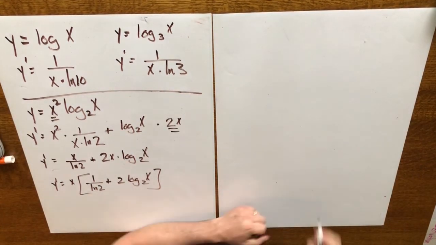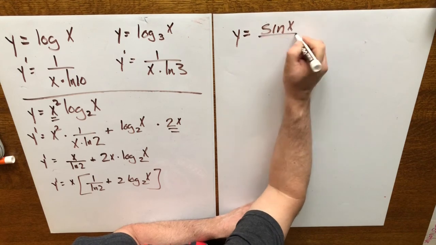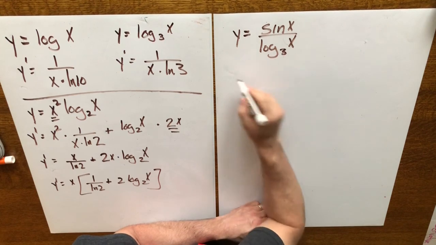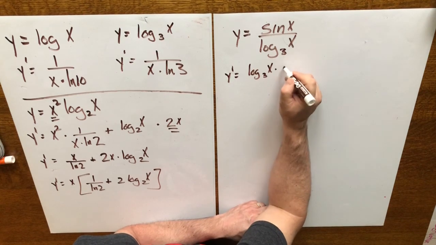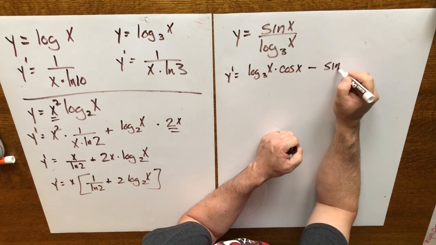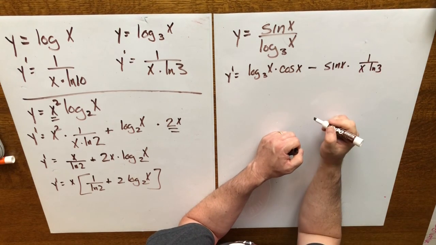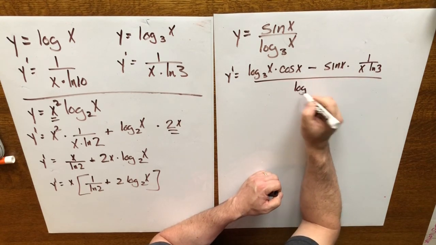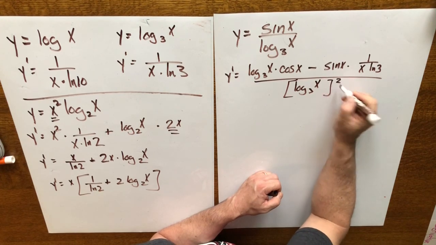Let's look at a quotient rule question. Y equals the sine of x all over log of x to base 3. So y prime equals denominator, log of x to base 3, times the derivative of the numerator, cos x, minus the numerator, sine x, times the derivative of the denominator, 1 over x ln 3, all over the denominator, log of x to base 3, all squared.